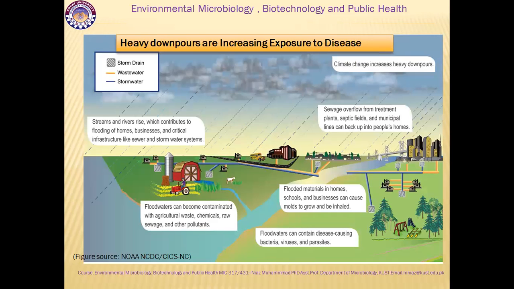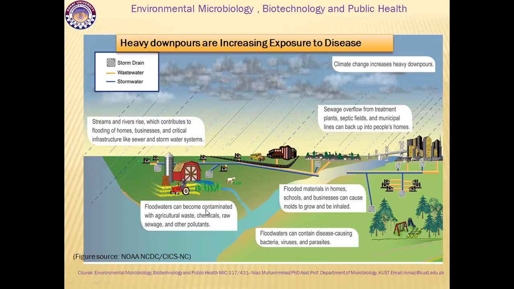So heavy downpours are increasing exposure to disease. What happens? Streams and rivers rise, which contributes to the flooding of homes, businesses, and critical infrastructure like sewers and storm water systems. When there is heavy rain, the level of the streams and rivers rises and it carries pollutants from the surface, from animal sources, agriculture, industry, birds, mining, from everything. It carries all pollutants to the water body.